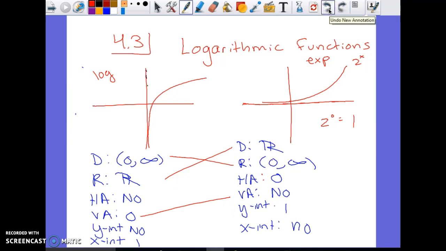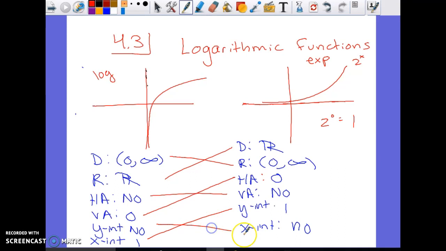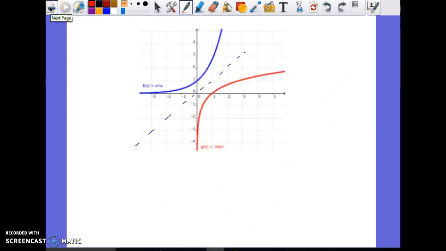Got my lines crossed. So this time it's flip-flopped. My y-intercept, again, I don't have one, and my x-intercept I do. One last time, flippity-flop, okay? So those are the graphs of your logarithmic and exponential functions. I'm going to show you what they look like on the same graph.